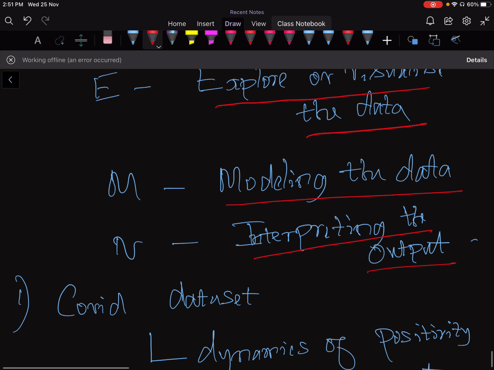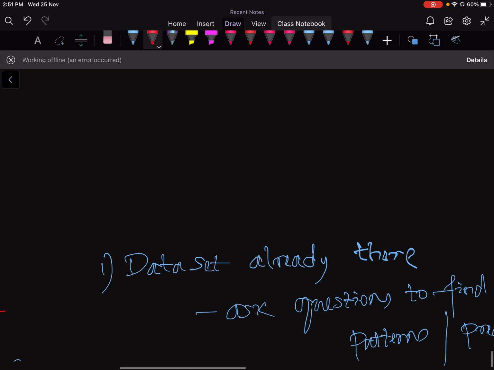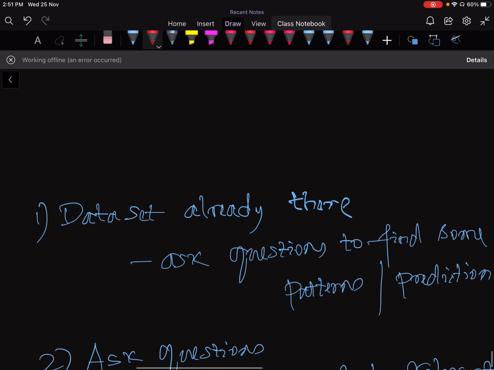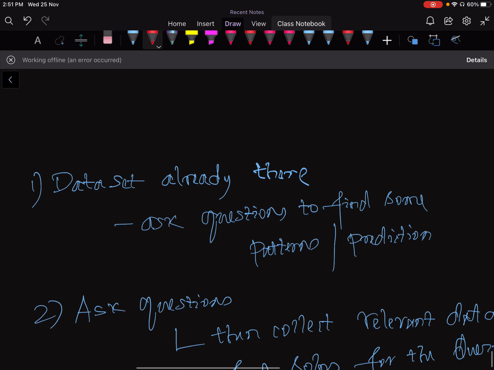Okay, so now coming back to the case studies that we are looking at. When we are looking at the data science pipeline, there might be two kinds of occasions that you can look into. One is you are already having a data set, right? So for example, the COVID data set is already there. If you go to covid19india.org, the COVID data set with respect to India is already there.